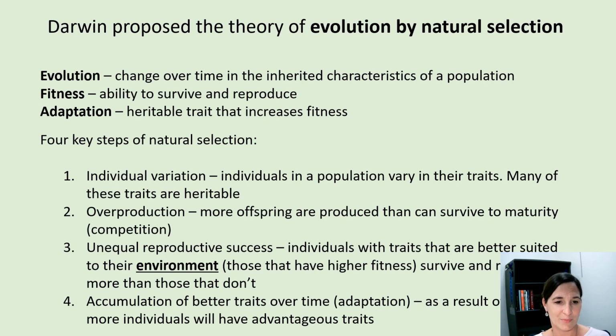And the fourth step is that the accumulation of these better traits, these more advantageous traits, are going to result in adaptation over time. So there's going to be more individuals with these advantageous traits, right? And that results in evolution of a population. As a result of step 3, we know that more individuals that have these adaptations are going to survive and reproduce, and so we should see these changes in the population.